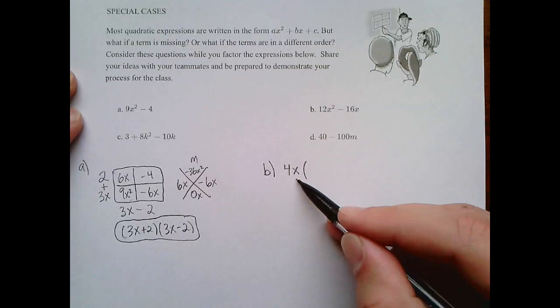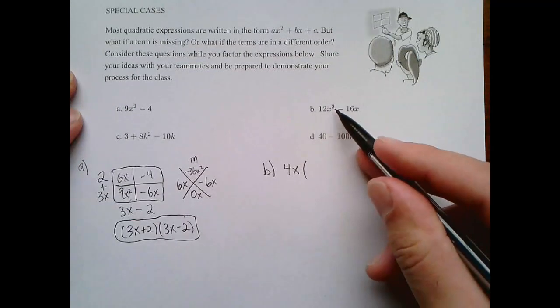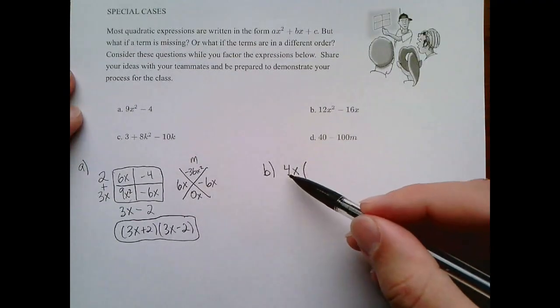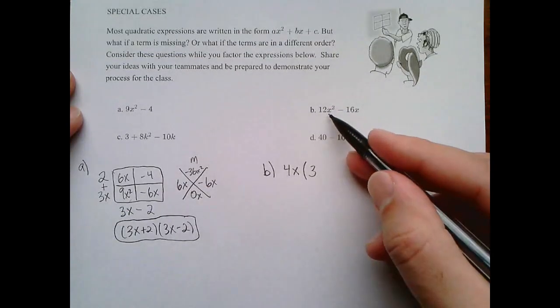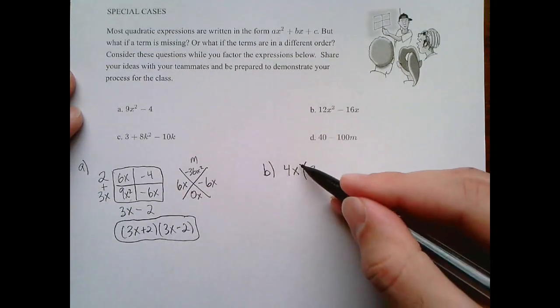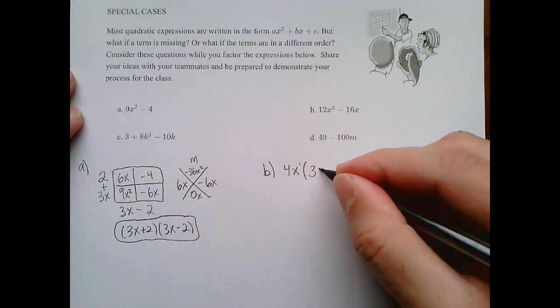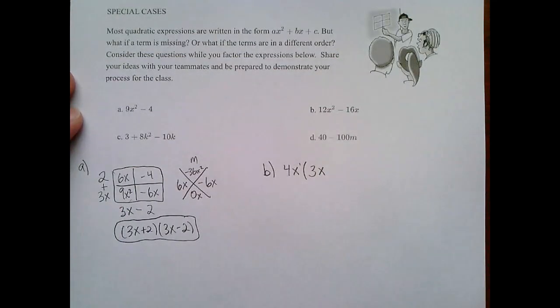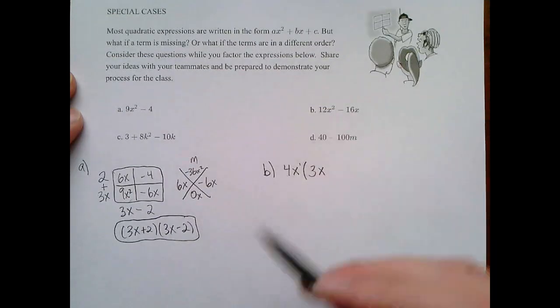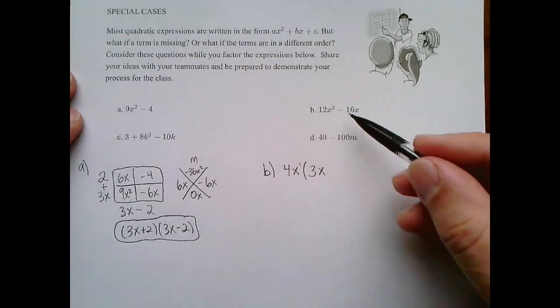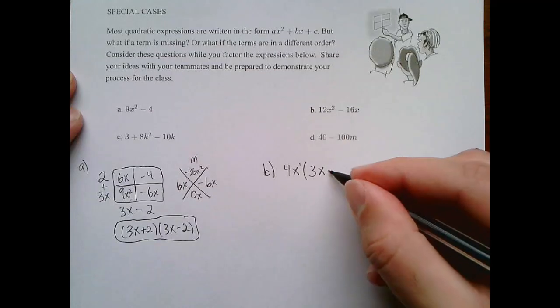What times 4x will give me back 12x squared? Well, what number times 4 will give me 12? It would have to be 3. How many more x's do I need to get to x squared? Well, I have a single x to the first, so I would need one more x to get something like this. And I do know to double check, 4x times 3x is 12x squared. Now I see a minus sign here, so I'll drop that minus sign here.